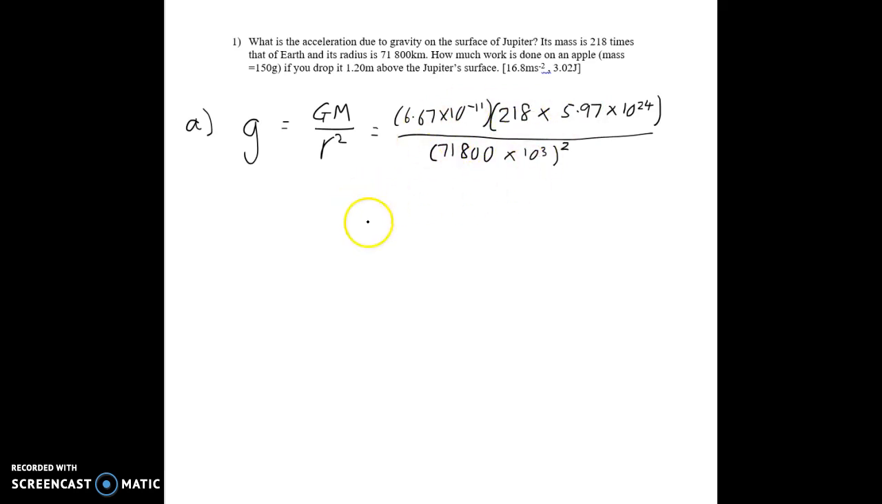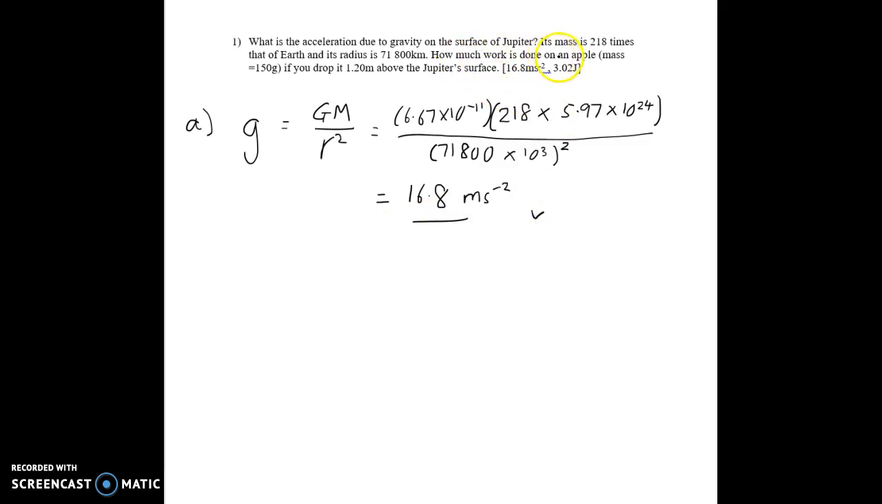You can expect the gravity on Jupiter will be greater due to the higher mass. So if you have the value, this is the value, 16.8 m s minus 2. So it's greater than the Earth, it's greater than 9.8, and you should have a suspicion that your answer is okay. Alright, so this is the answer for the surface of Jupiter, part 1.